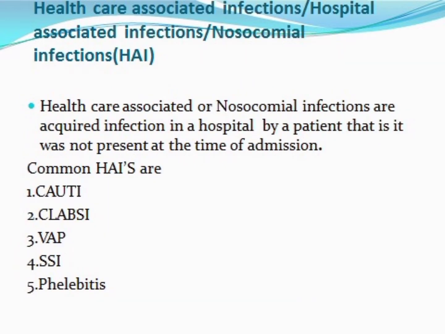Another important practice in infection control is prevention of healthcare associated infections, or nosocomial infections. Healthcare associated or nosocomial infections are infections acquired in the hospital. These infections are acquired in the hospital by a patient, that is, they were not present at the time of admission. The infection was not present at the time of admission, it occurred after hospitalization. The common HAIs are CAUTI, CLABSI, VAP, SSI and phlebitis.